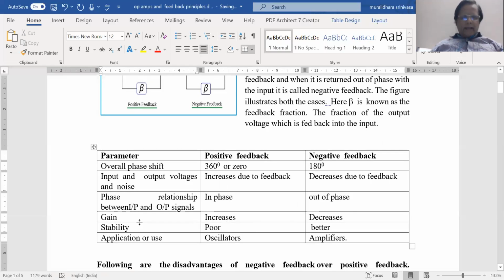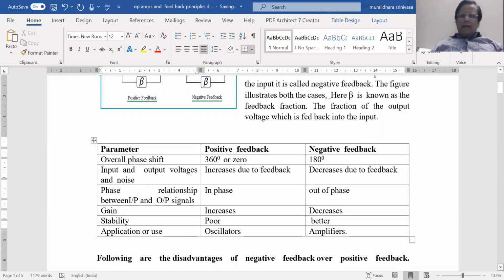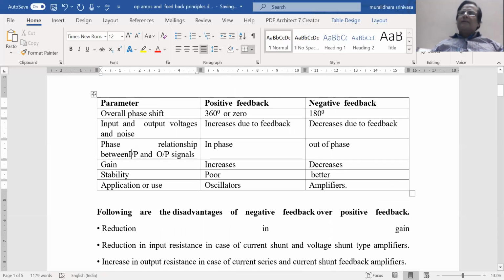So next, gain. In positive feedback, gain increases. In negative feedback, gain decreases. As far as the stability of the circuit is concerned, in positive feedback the stability is poor, and in negative feedback the stability increases. So the properties that you see here for negative feedback are actually very good for amplifiers. Barring the fact that some reduction in gain happens, these are good properties for an amplifier. Therefore, negative feedback is employed usually in amplifiers.